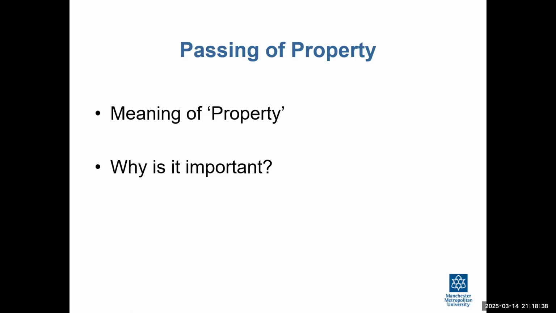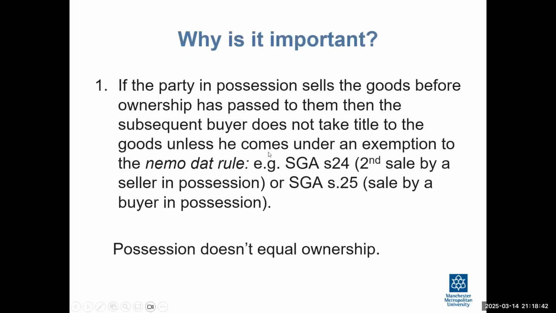And why is it important to know who has property? Okay, good. Let's see. General property, yeah, good, in goods. So if the party in possession sells the goods before ownership passes to them, then the buyer does not take title. And then we go back to the Nemo dat principle. We go back to section 12. There's been a breach of a condition, etc.